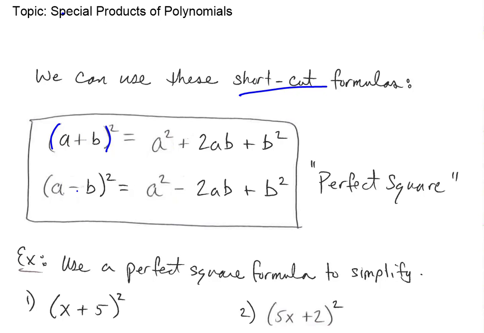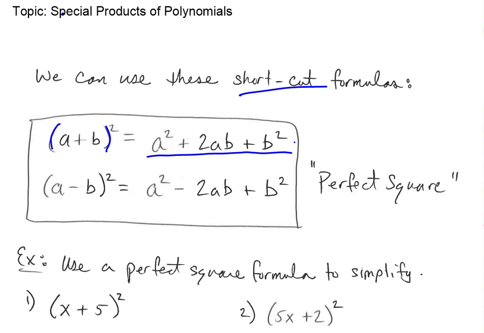Now, there's not actually that much special about these. These are really just the results of using the FOIL process to multiply these original forms together. So if I had a plus b squared, a plus b in parentheses all squared, that could be written out as a plus b times a plus b in parentheses each, and then foiling them together would result in the other side of this shortcut. So it's a squared plus 2ab plus b squared.